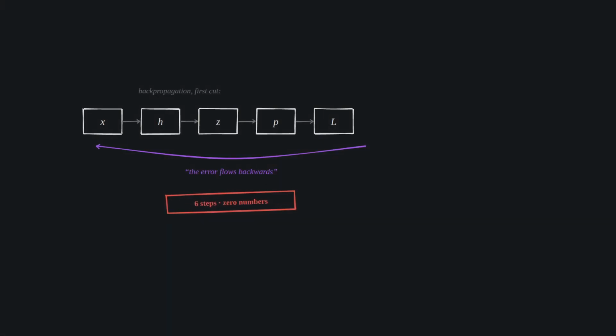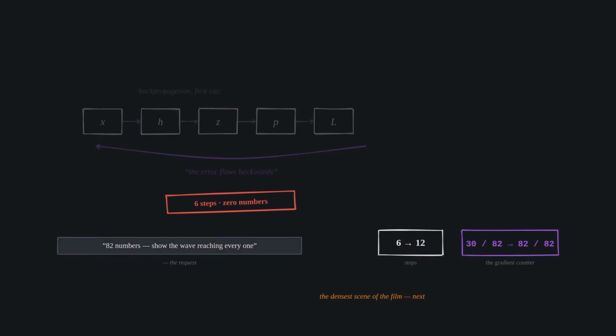Backpropagation. The first version of this scene was 6 steps long, an abstract chain, x to h to z to p to the loss, and one sentence. The error flows backwards. Sure, I believed it. I just couldn't see it. And trust me is not an explanation. So, one more request. This model has 82 numbers. Show me the error wave reaching every single one of them.